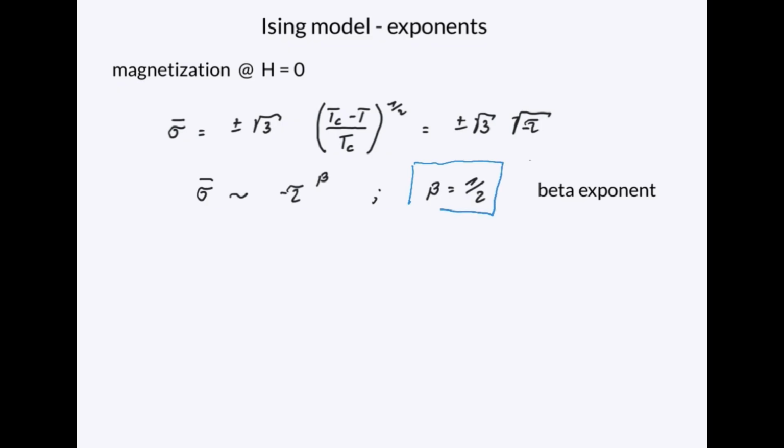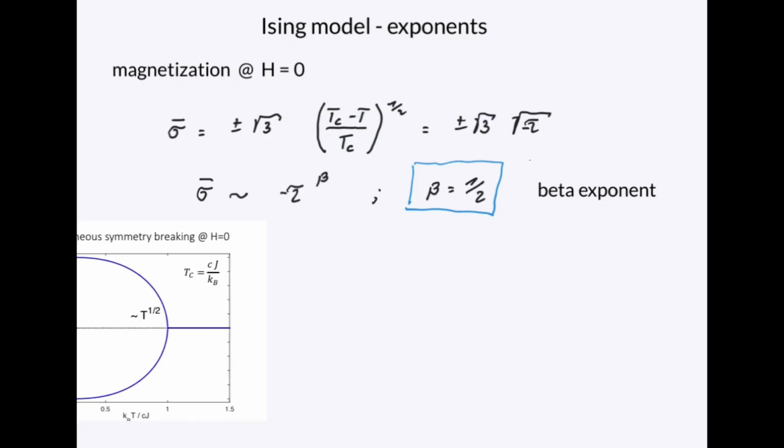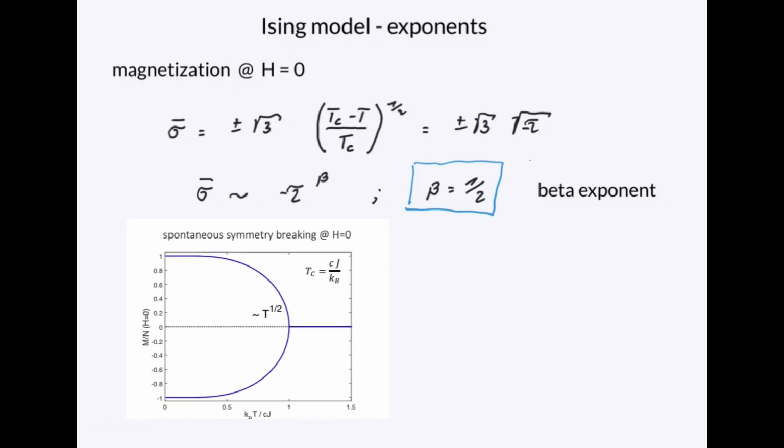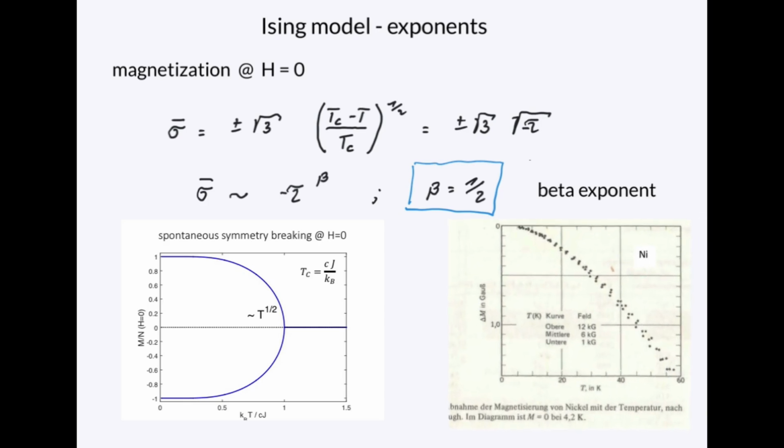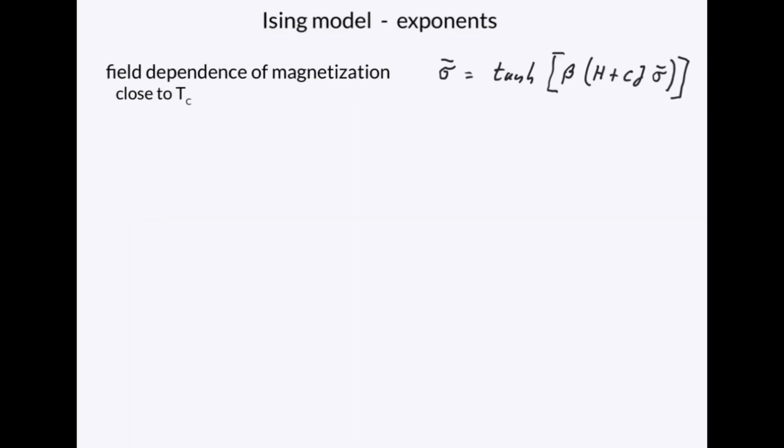This drop-off with a power of 1/2 has been found experimentally and is characteristic for Ising models, in which the order parameter, in this case the magnetization, drops off with the square root of the temperature when approaching the critical temperature. In the next step, we want to look into the field dependence of the magnetization close to the critical temperature. This will lead us to the magnetic susceptibility, a parameter that has been frequently measured.